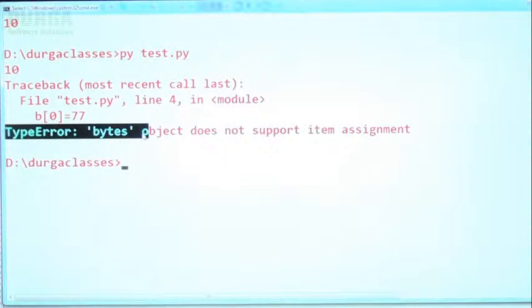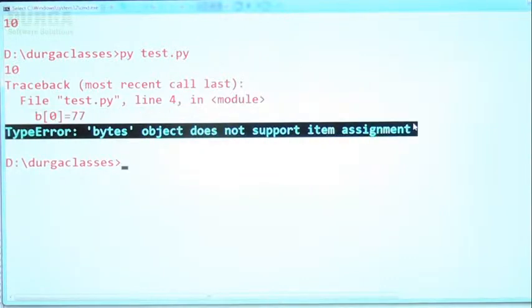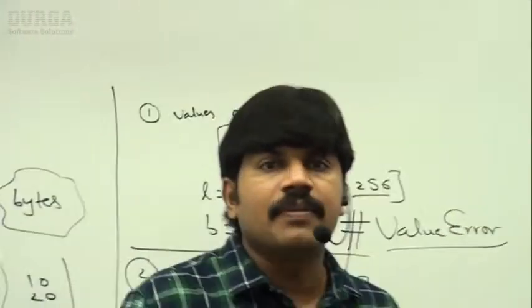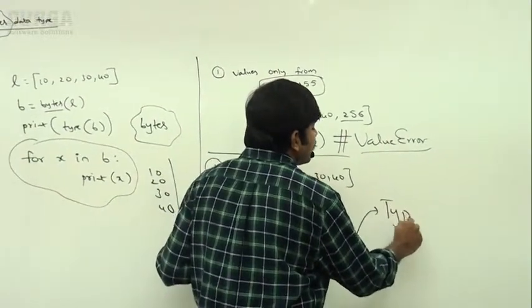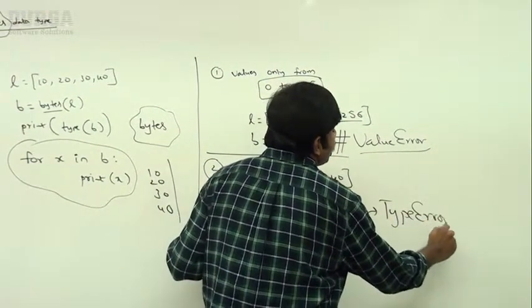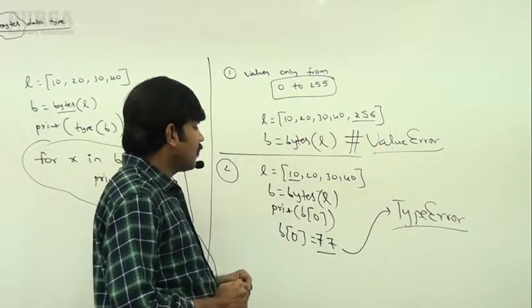Type error. Bytes object does not support item assignment. Are you getting it? Bytes object does not support item assignment. Like this, a type error we are going to get.